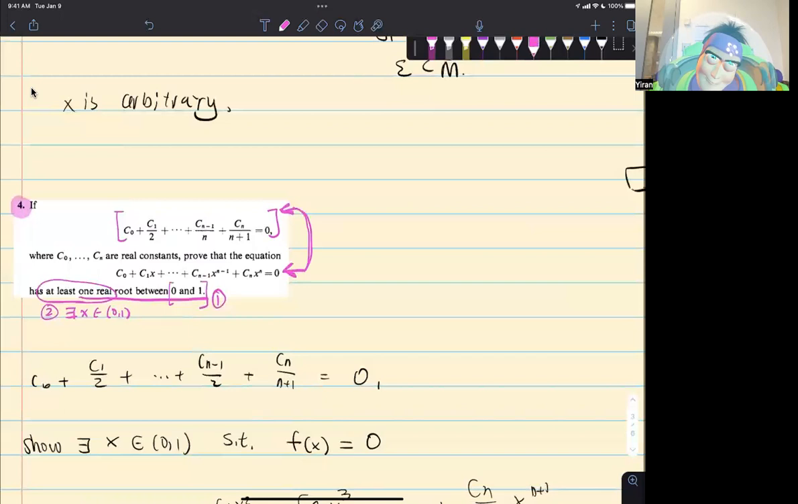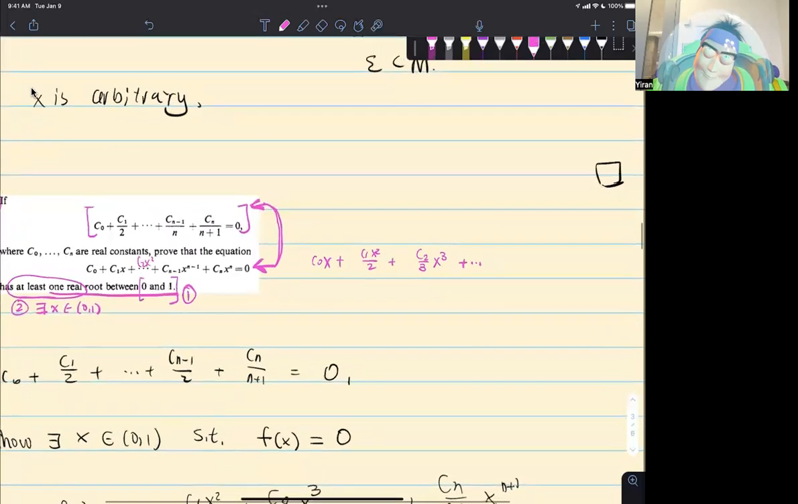And I observe that the integral of this function is equal to c0 x plus c1 x squared over 2 plus c2 over 3 times x cubed, and then plus dot dot dot plus cn over n plus 1 times x to the n plus 1.